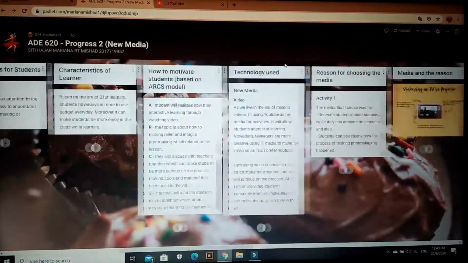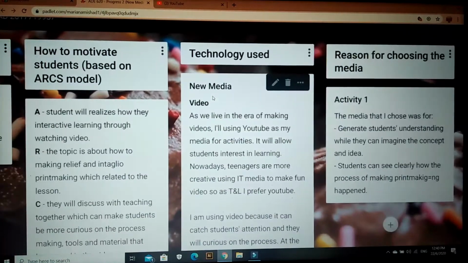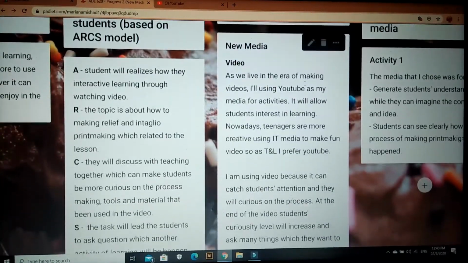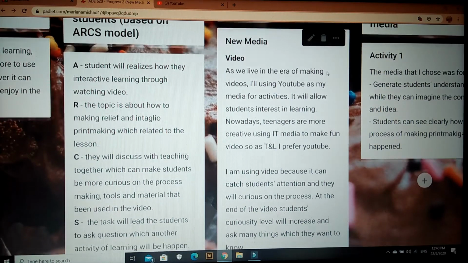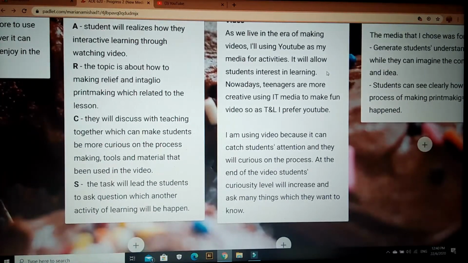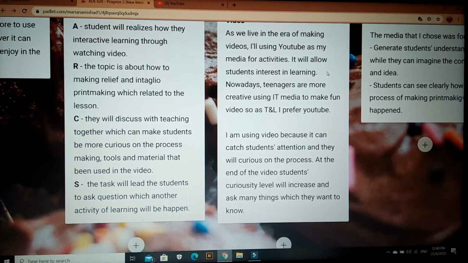So next is the technology use. I'm using only one new media, which is video. As we live in the era of making videos, I will use YouTube as my media for activities. It will raise students' interest in learning. Nowadays, teenagers are more creative using IT media to make fun videos. So for teaching and learning, I prefer YouTube.